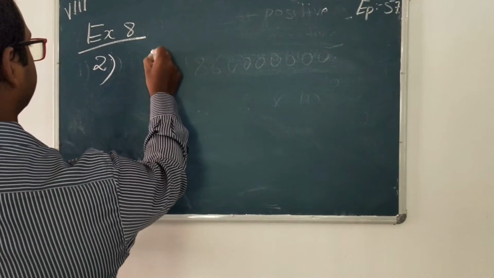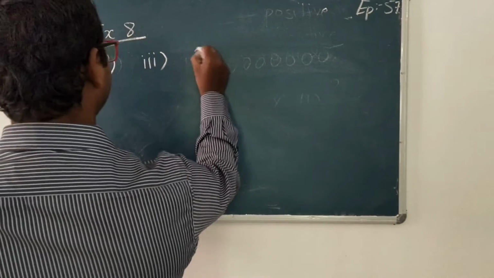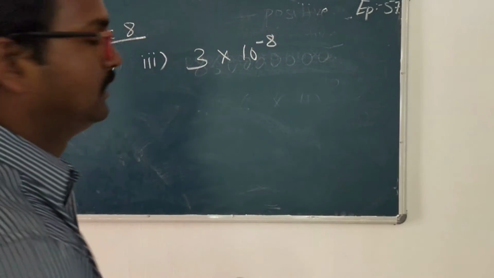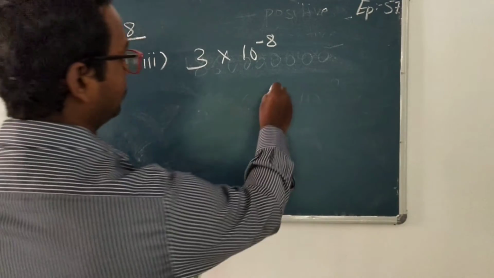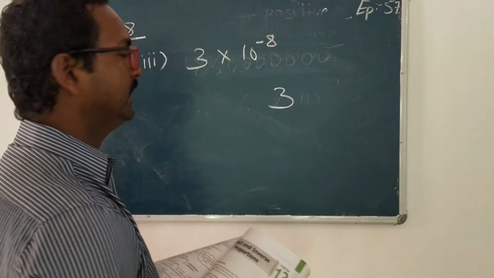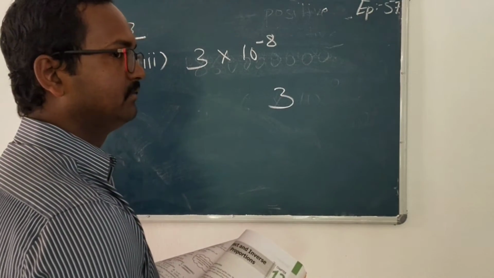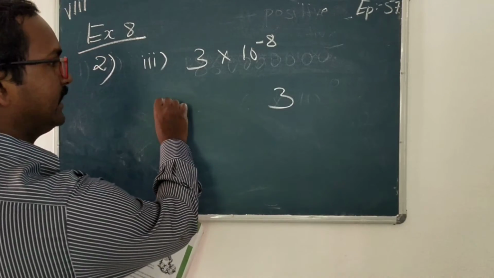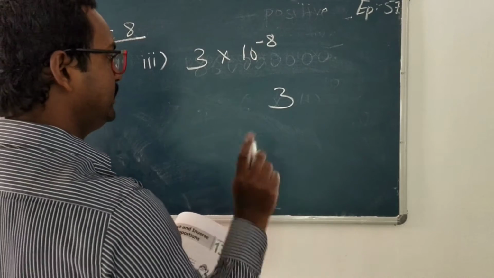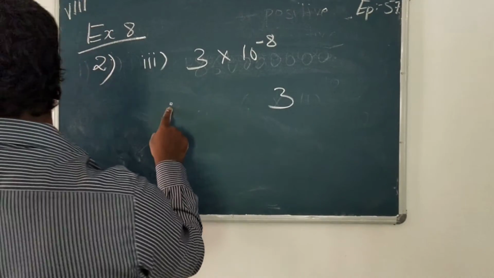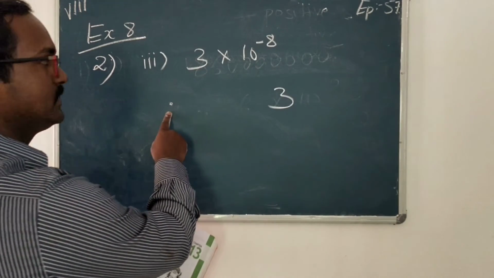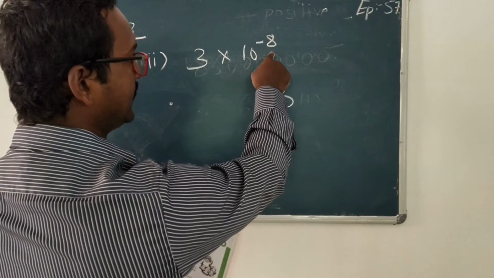Let me do the third one, which is 3 into 10 power minus 8. Okay, first thing, write the number. Because the power is negative, you have to understand that initially the decimal was somewhere on the left side, and because it has moved towards the right, the power is negative.